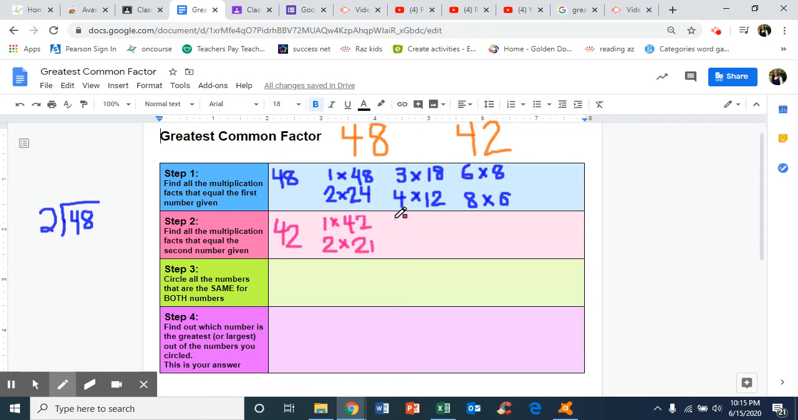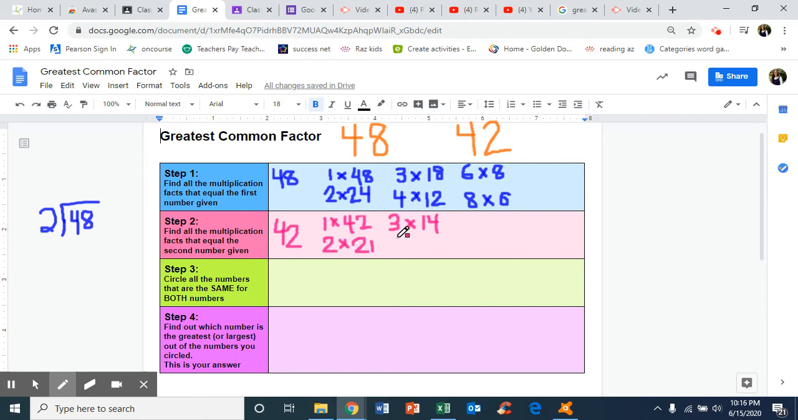And then the number 3. So again, you're just going to have to divide to see if there's an answer. And there is. 3 times 14 gets you 42. And then we move on to the number 4. So we know that 4 does not go into 42 because 4 times 10 is 40, and then 4 times 11 is 44. So 4 would not be able to be a fact for 42.